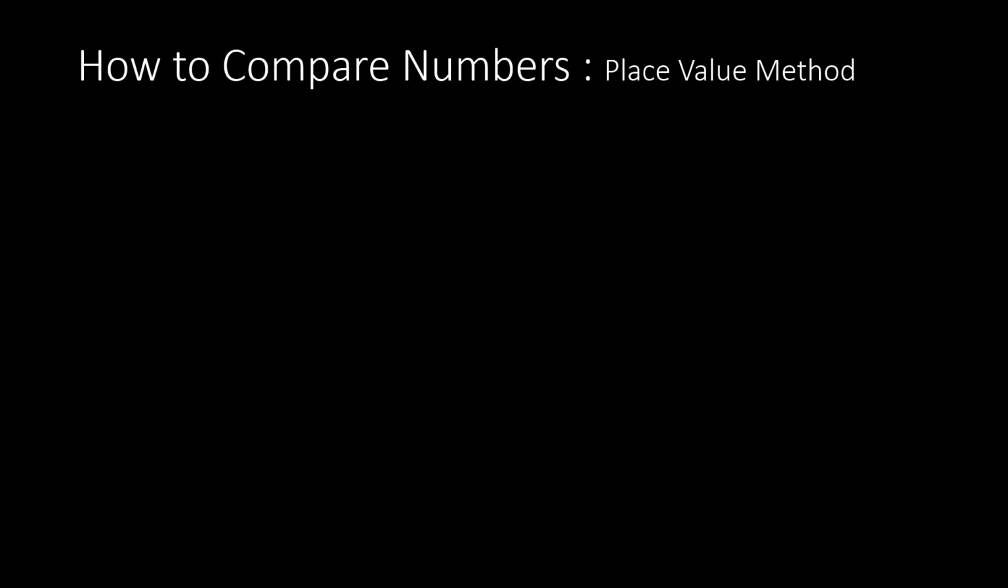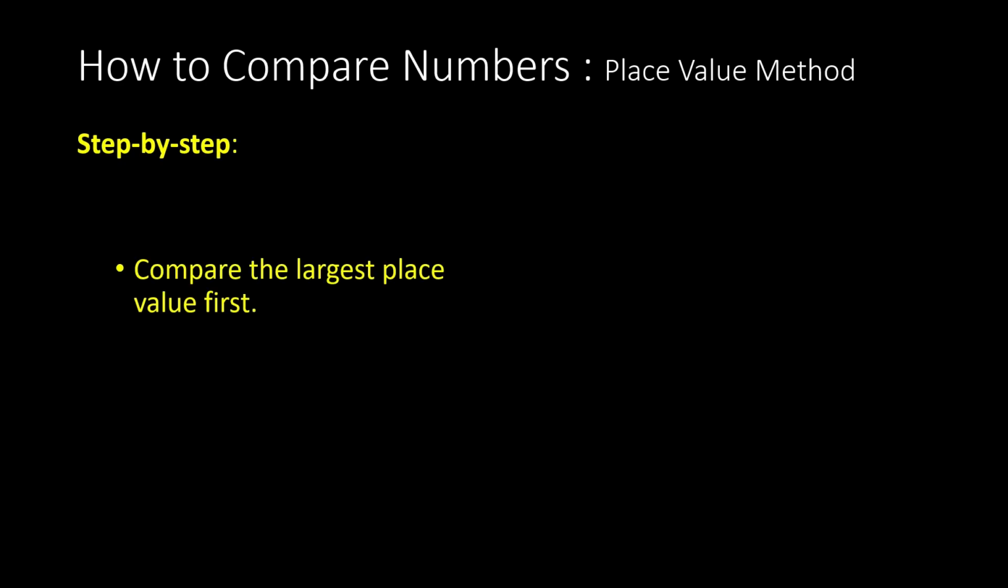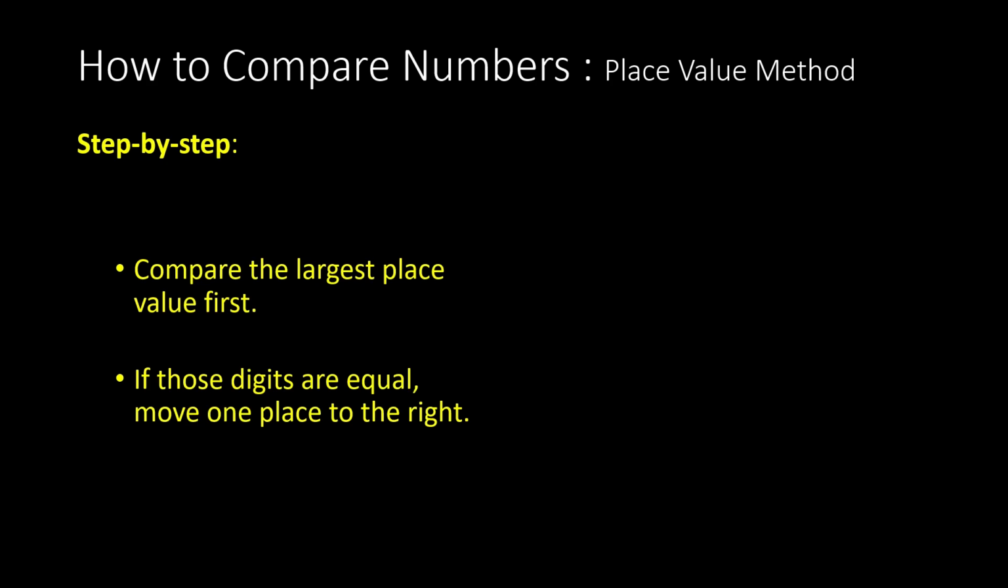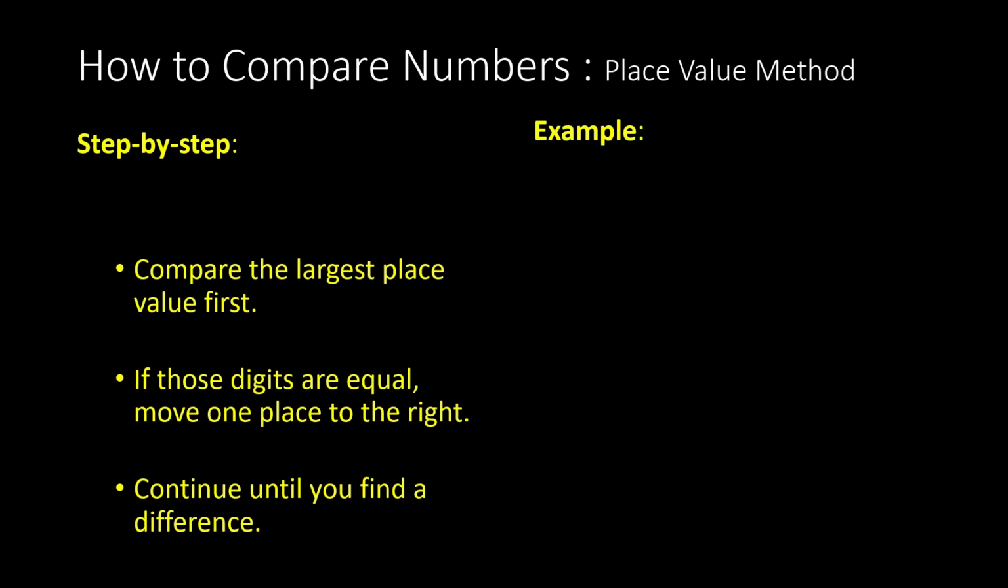Let's now take a look at how to compare numbers using these symbols. We compare the largest place value first. Then, if those digits are equal, we move one place to the right, and then continue until you find a difference. Let's take a look at an example. We're going to compare 46,318 and 46,281.